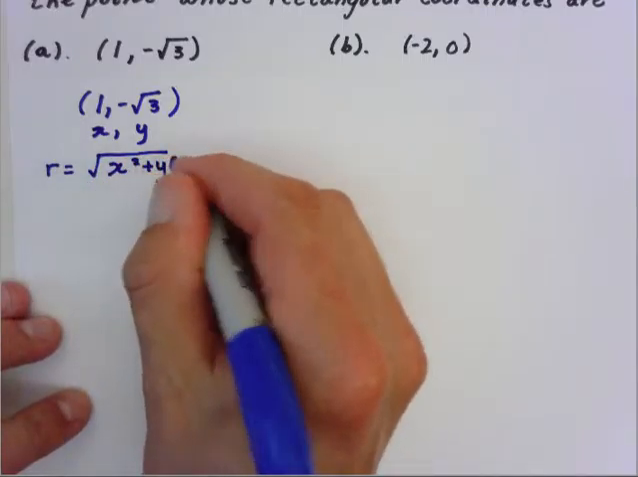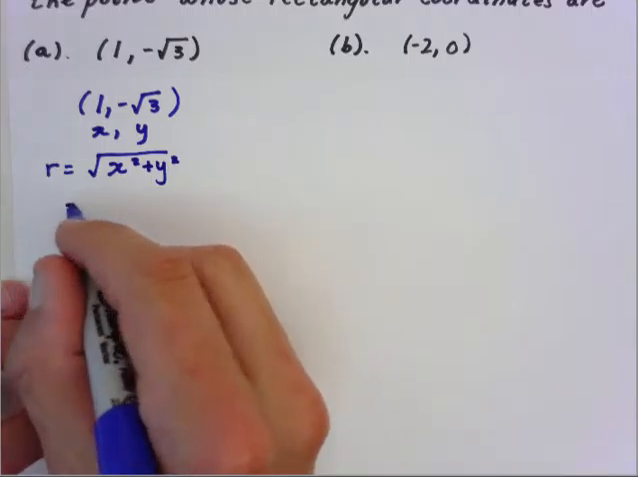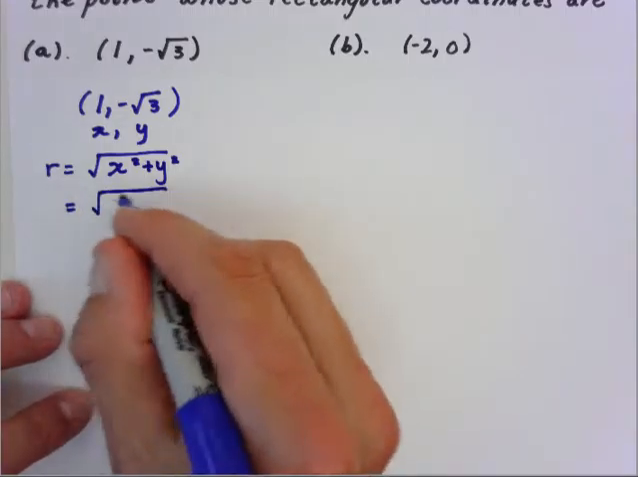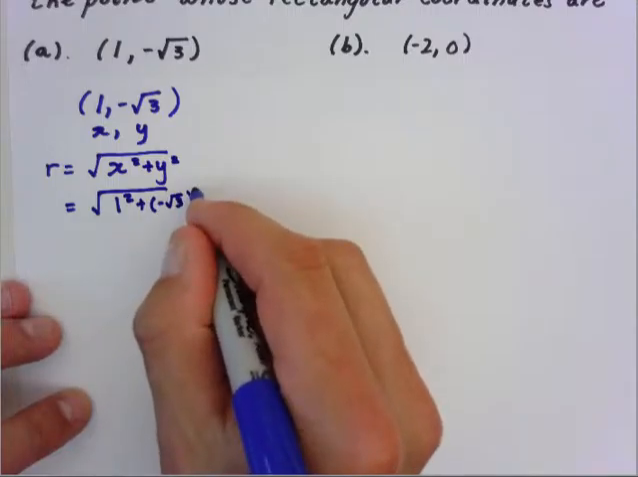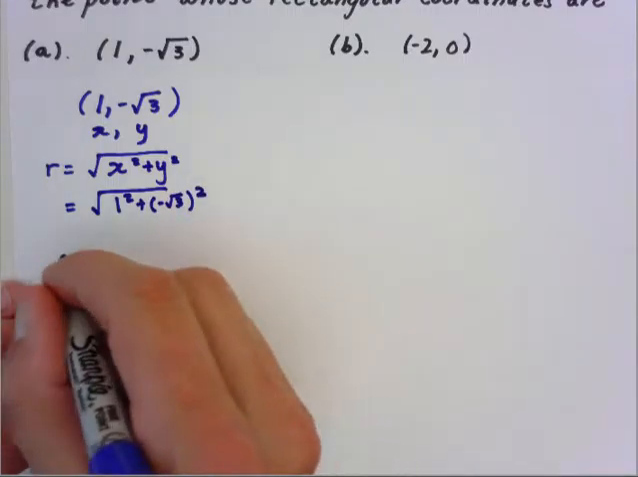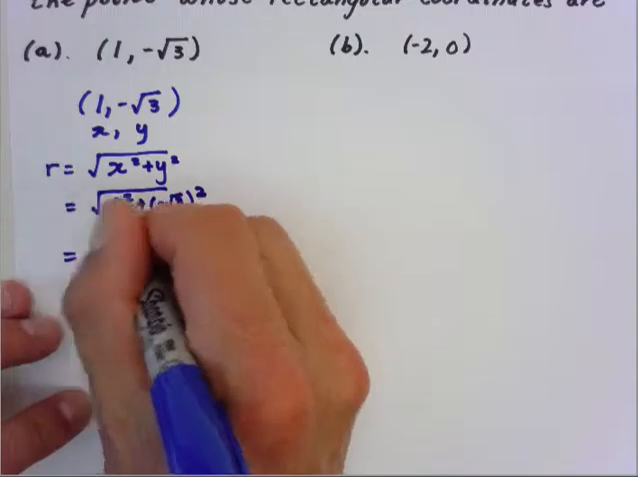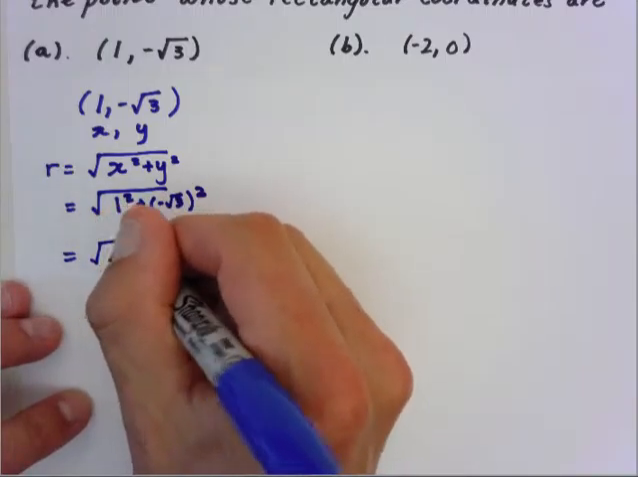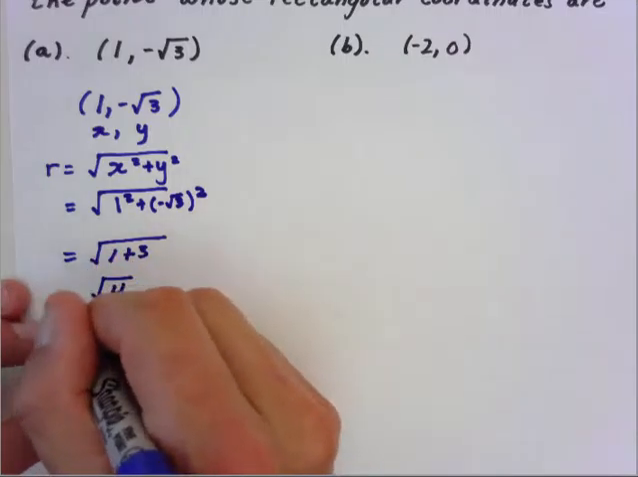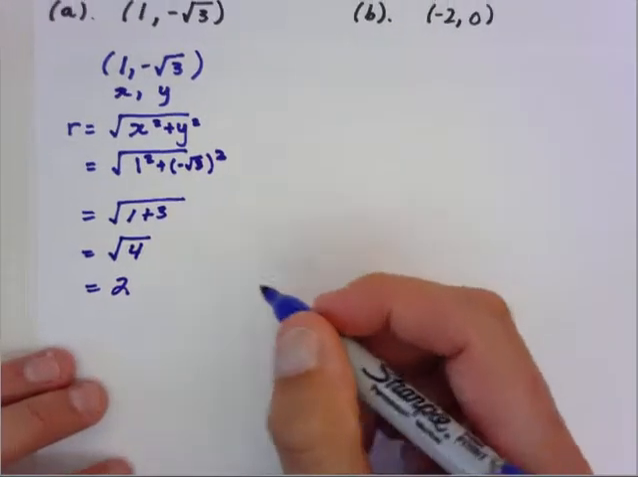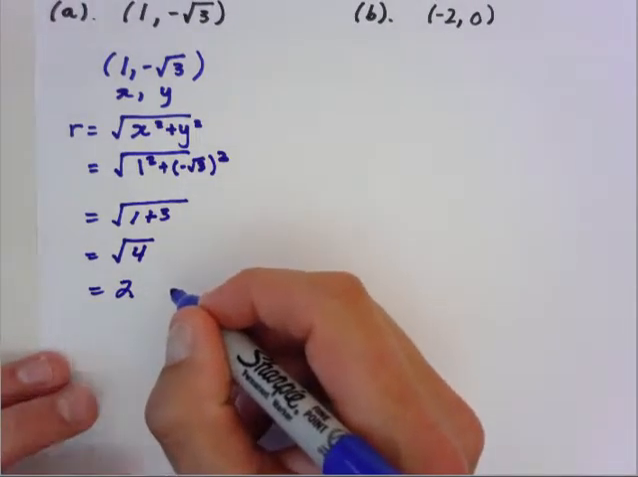Now I'm going a little bit out of order, and that's okay. You don't have to follow those same steps in order. So I get 1 squared plus negative root 3 squared. And now we're going to have the square root of 1 plus 3, which is 4, so you get the square root of 4, which equals 2. So our r value is going to be 2.